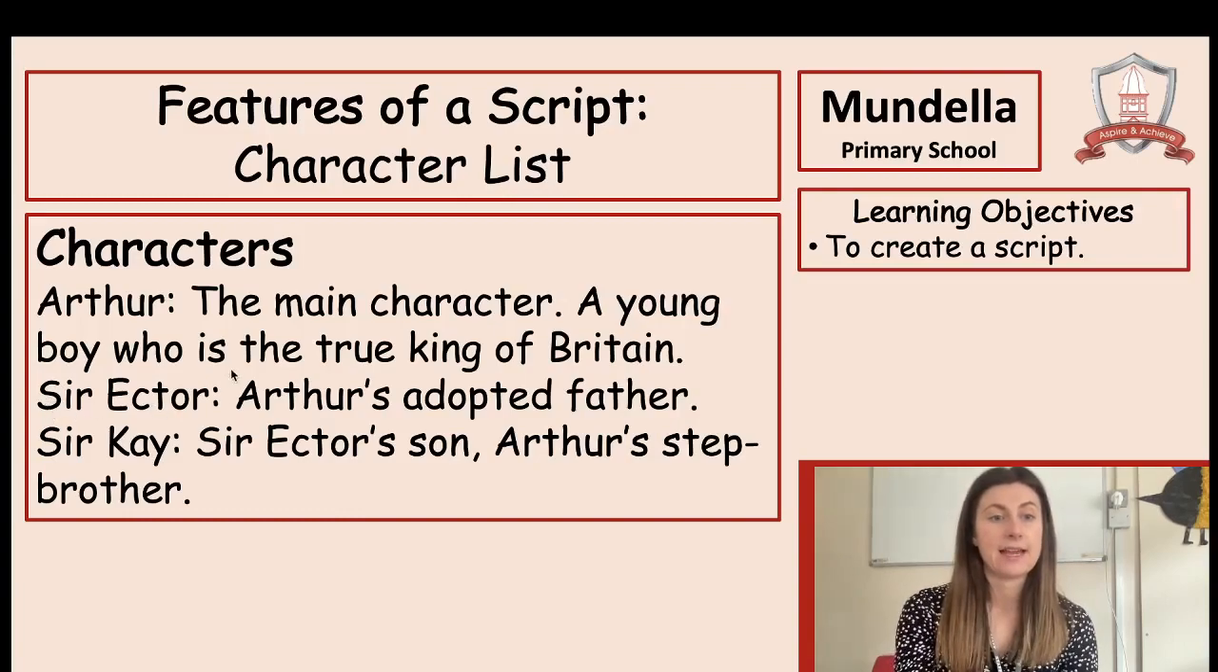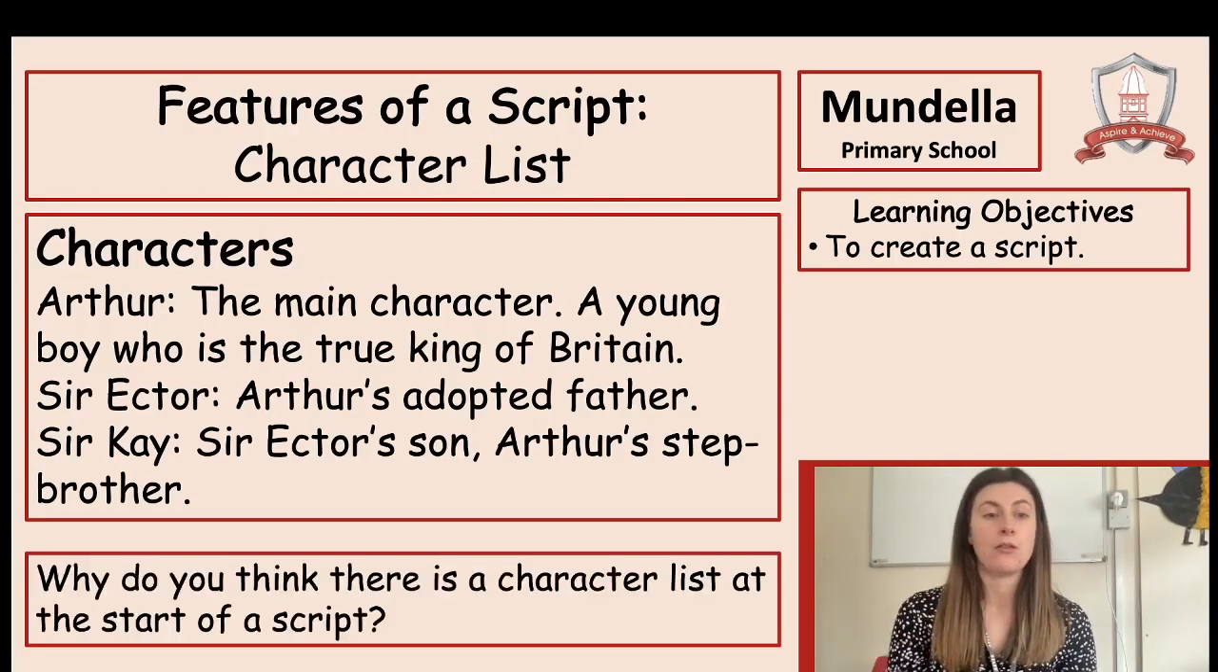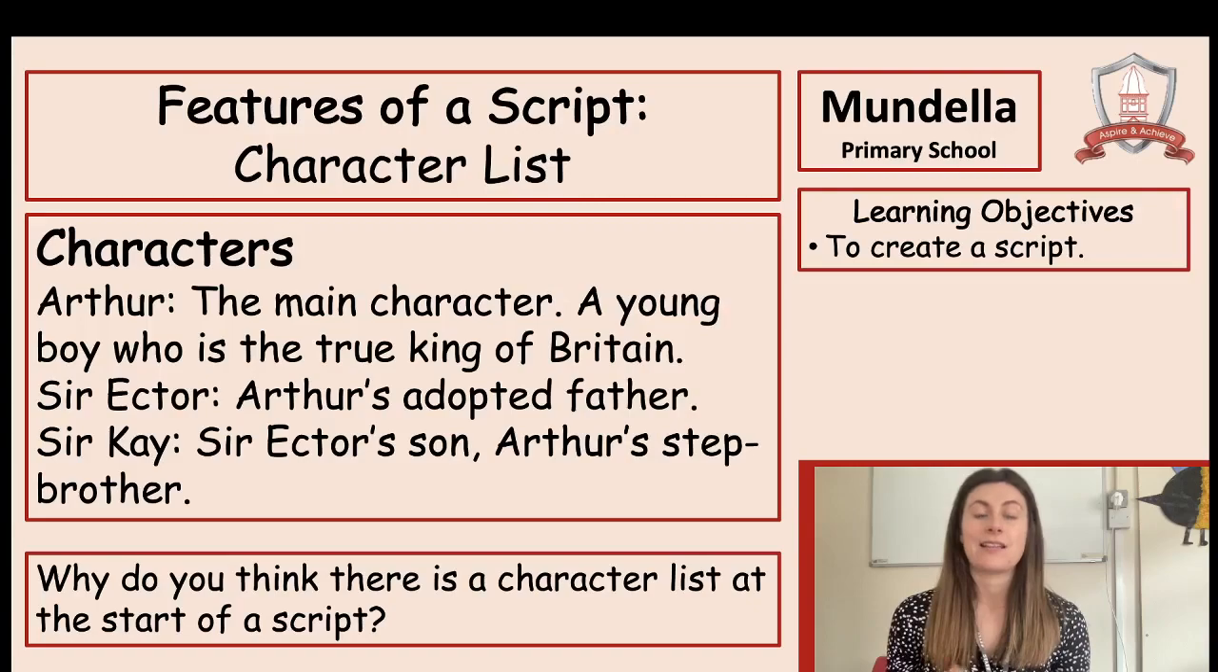Next I've got Sir Ector, and then I've got a colon again, Arthur's adopted father, and then Sir Kay, Sir Ector's son, Arthur's stepbrother. So we've got the characters and a little description about who they are. Why do you think there is a character list at the start of a script? Have a think. Why do you think?